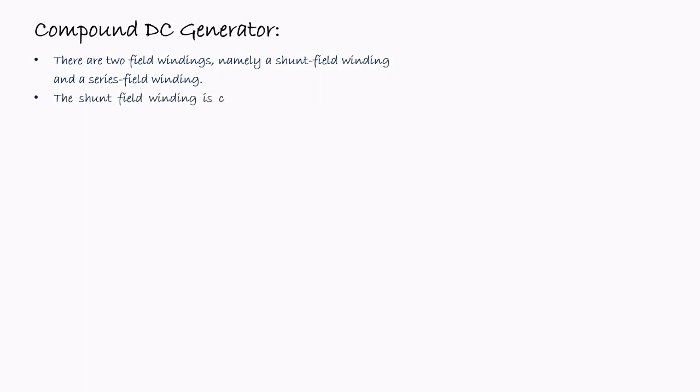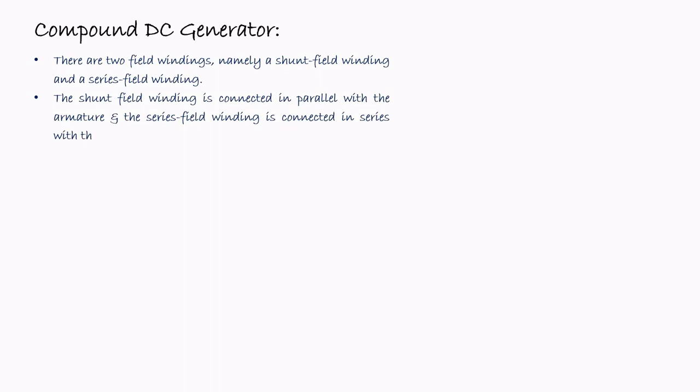Next, the compound generator. Basically, in case of compound generator, there are two types of field windings. They are named the shunt field winding and the series field winding. The shunt field winding is connected in parallel with the armature and the series field winding is connected in series with the combination.